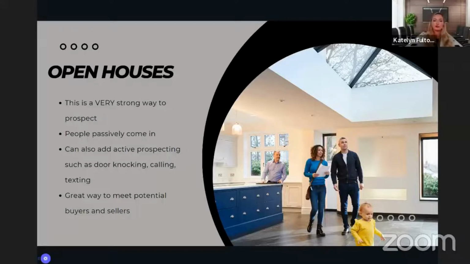It's a strong way to prospect because people are passively coming into the house. That's one of the ways, but you can also add in some active prospecting with it, such as door knocking, calling, and texting. So you're almost taking one pillar, but it actually includes like 4 other pillars as well. So that's why I really love this one. And it's a really great way to meet not only buyers that are coming in, not working with other agents, but there's a good chance that the neighbors are going to come in as well, which are potential sellers. So that's why I love open houses.